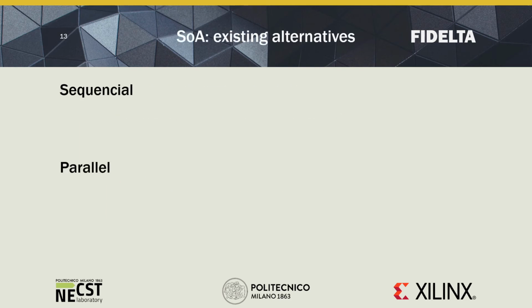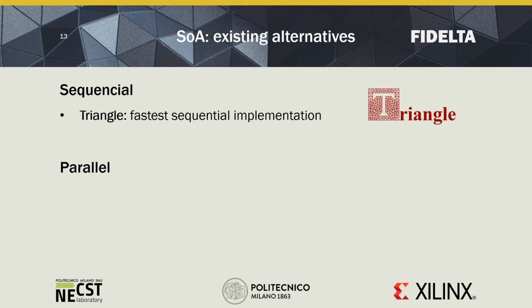Let's now take a look at some existing alternatives. Triangle is a standalone implementation of the divide and conquer algorithm, and it's currently the fastest sequential solution available. While slower than Triangle, the DELaunay function available in MATLAB must be taken into account for being an accessible and ready-to-use tool.